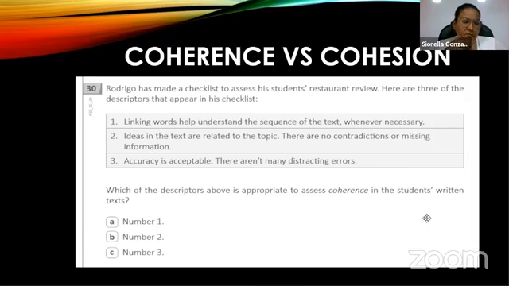Very well. Well done. The answer is letter B, number 2. Ideas in the text are related to the topic. Yes, there is a great organization, it's coherent, I understand the transference from one to another, there are no contradictions, it's about potatoes, it's not about oranges, there is no missing information, all the WH questions information that we got are here. Perfect. All right, my dear teachers from Comunidad de Profesores de Inglés.